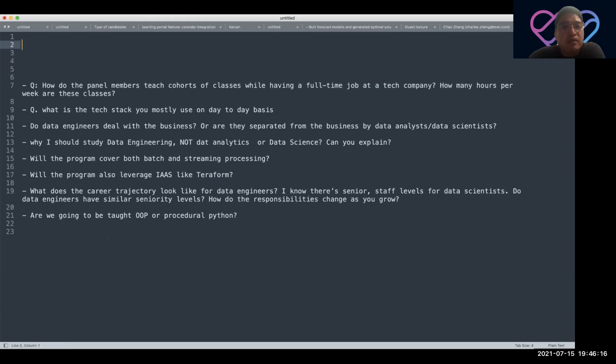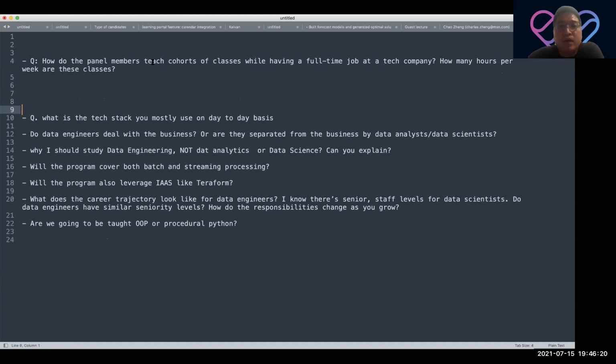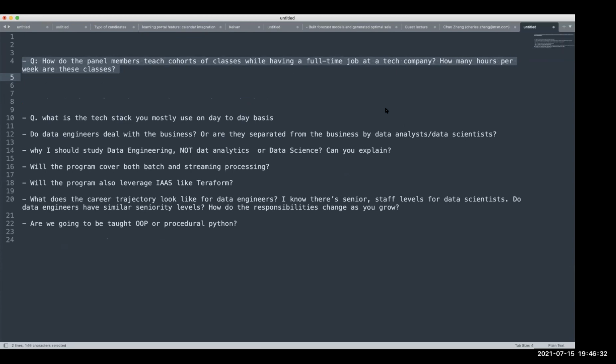How do panel members teach cohorts of classes while having a full-time job at a tech company? How many hours per week are those classes? Bhargavi, you want to answer the question?